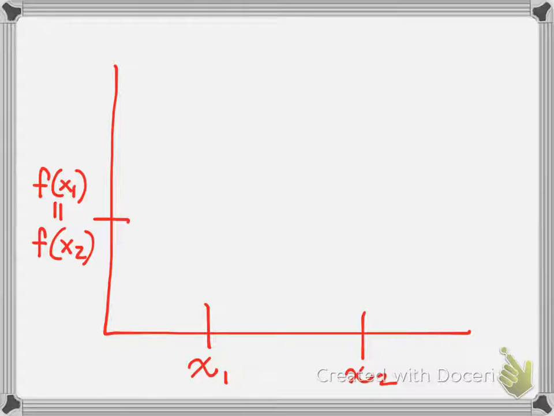Just like how we pictured the last two, increasing and decreasing, on a graph, we can do the same thing with this definition. And notice that the x values have equal y values, and therefore when you connect the two, the line between them will be flat.